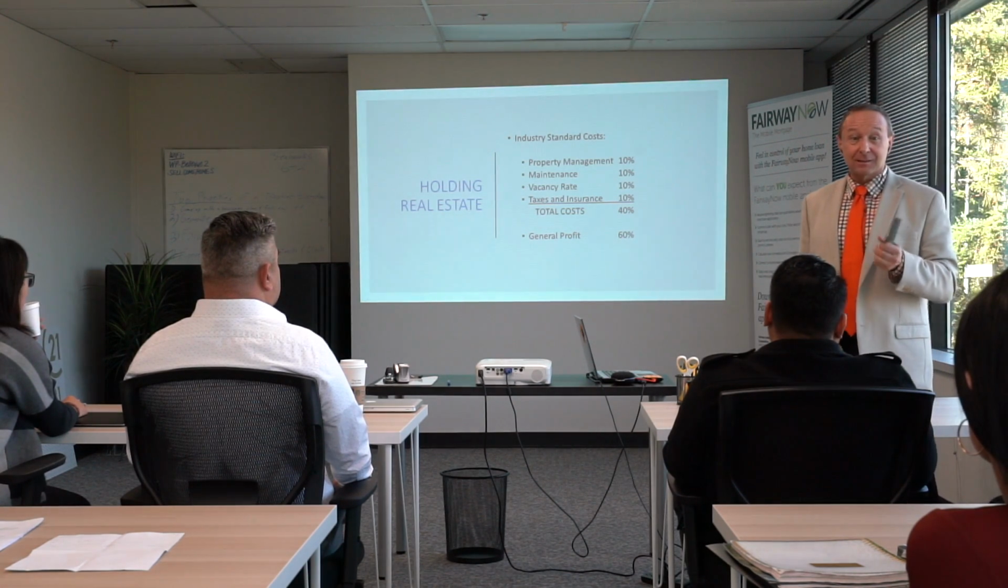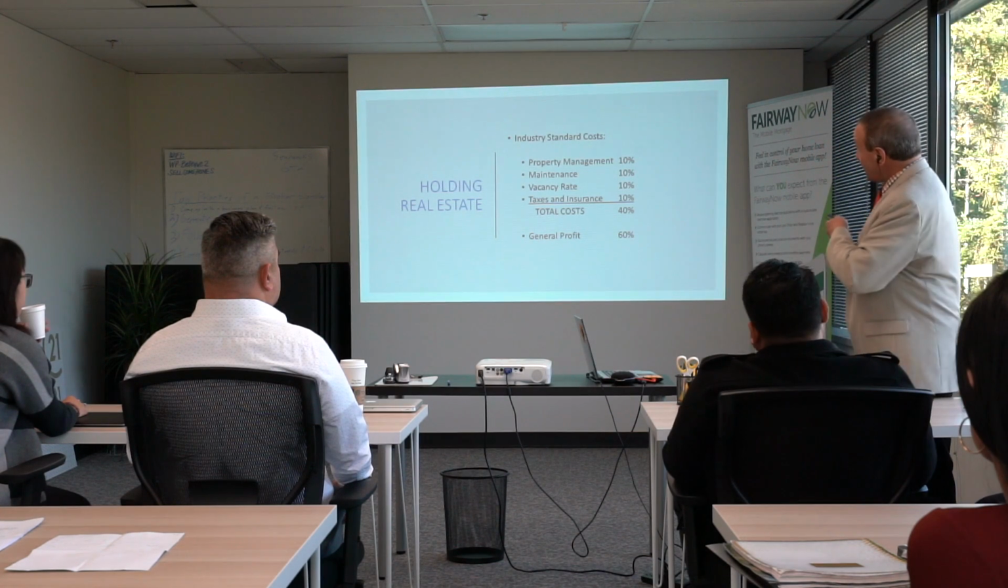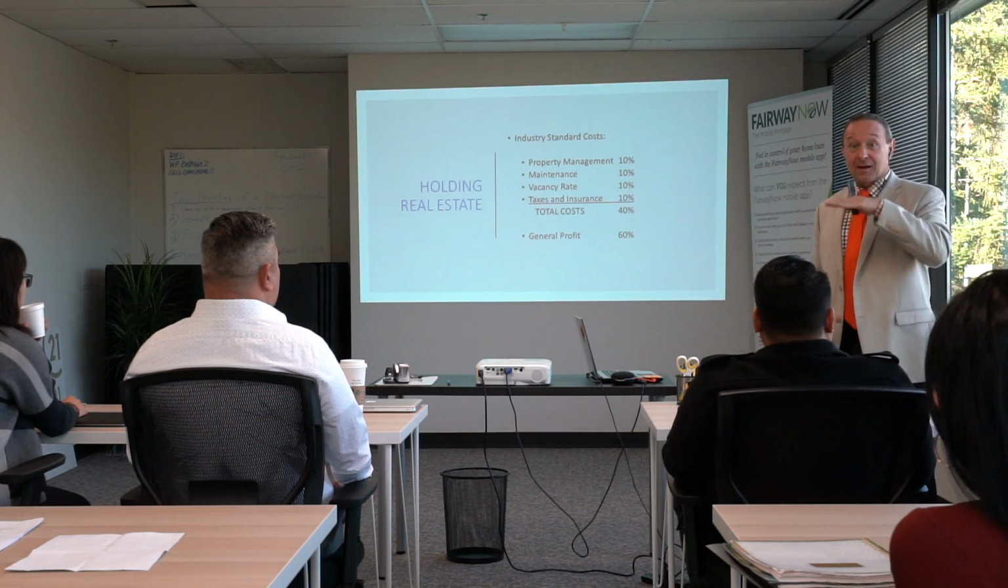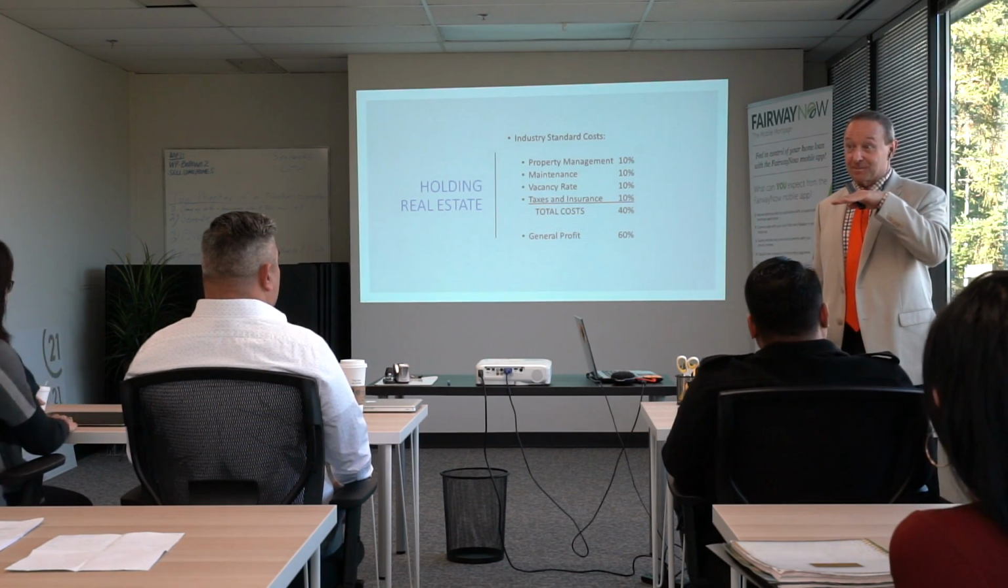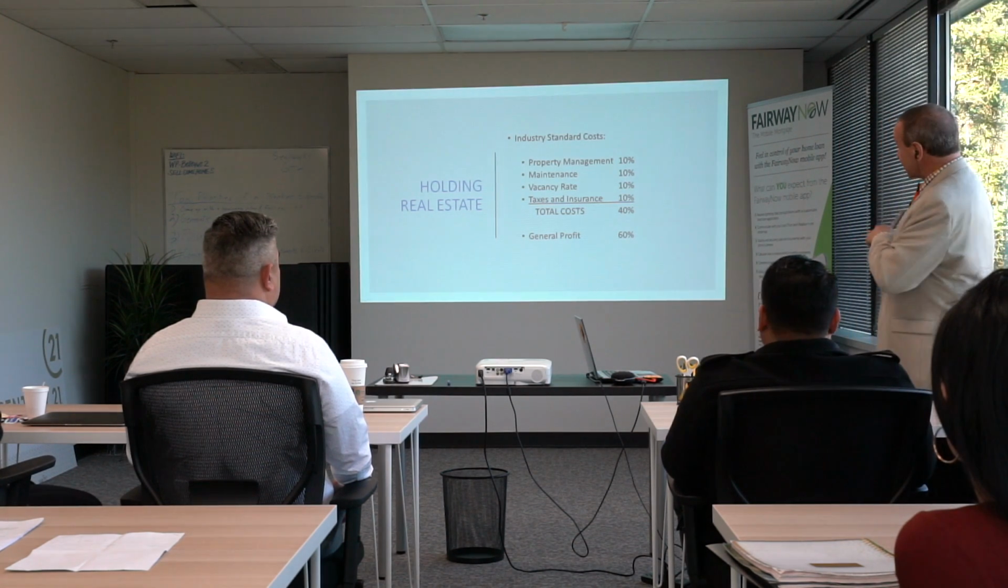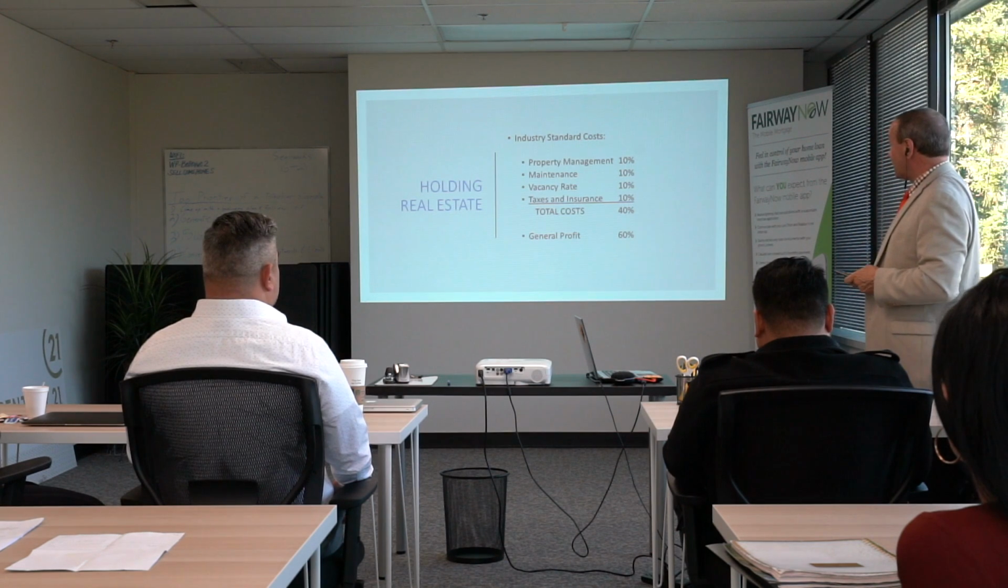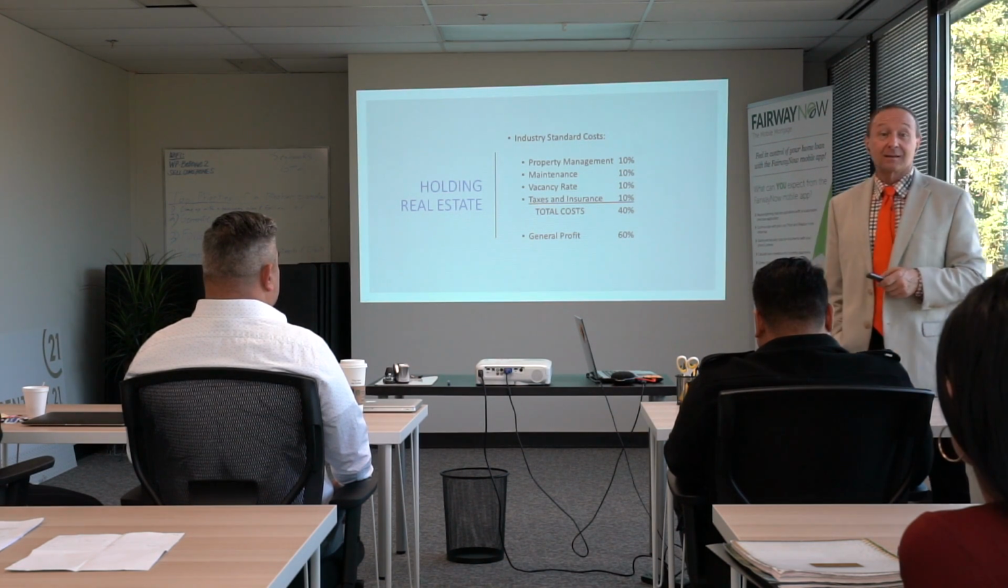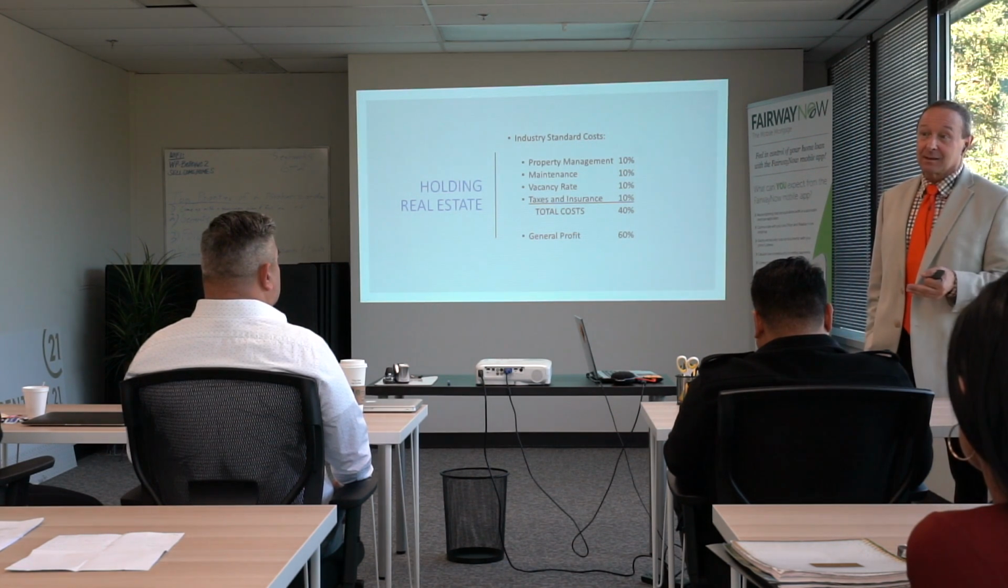Some apartment complexes, you get a D or a C, that maintenance side is gonna go way up and that vacancy rate's gonna go up probably too. Okay? But this is the general average. So if I take this, and I take that gross profit of 60%, and if that's what it happens to be, and then I look at my costs.